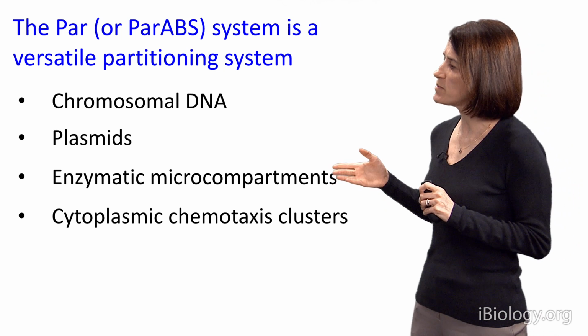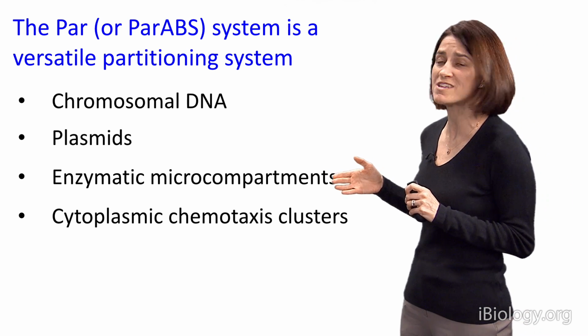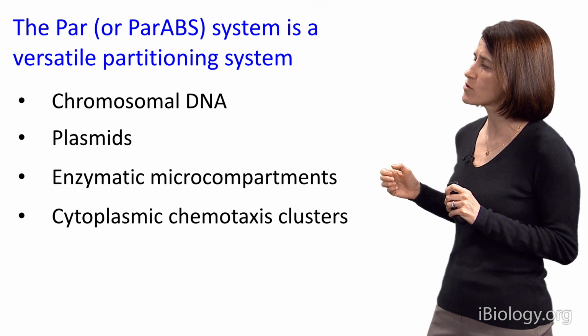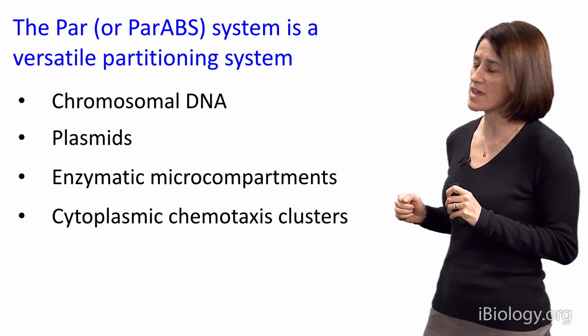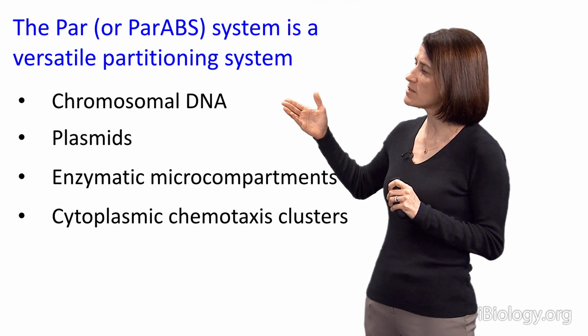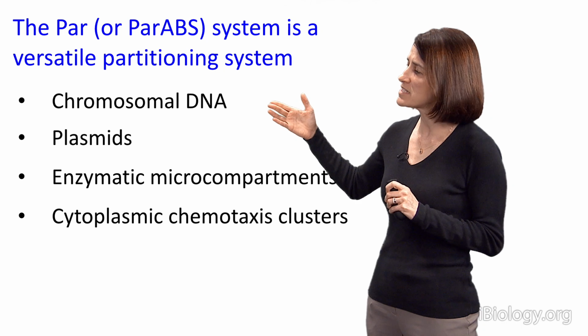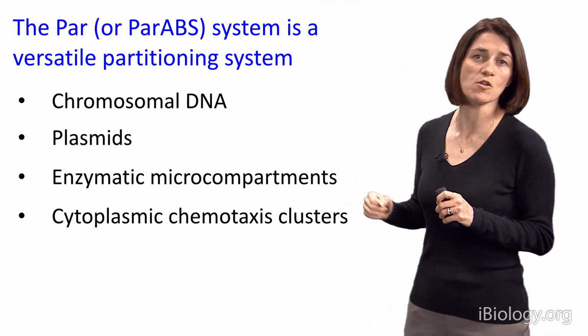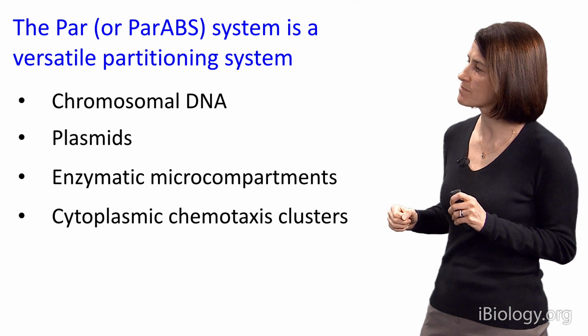But ParABS systems have also been important for the partitioning, for the segregation of other cellular components, including enzymatic microcompartments and cytoplasmic chemotaxis clusters. What I'm going to talk about today is the ParABS system that is important for chromosome segregation, and the model system that we use is Caulobacter crescentus.